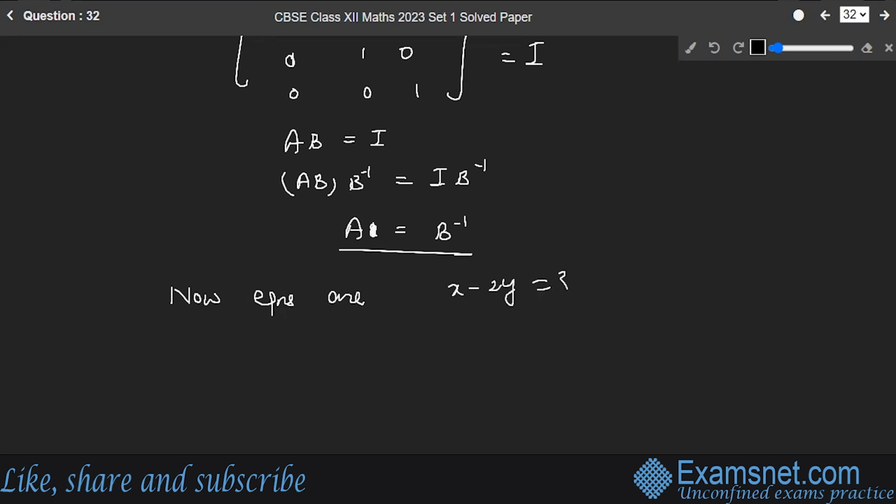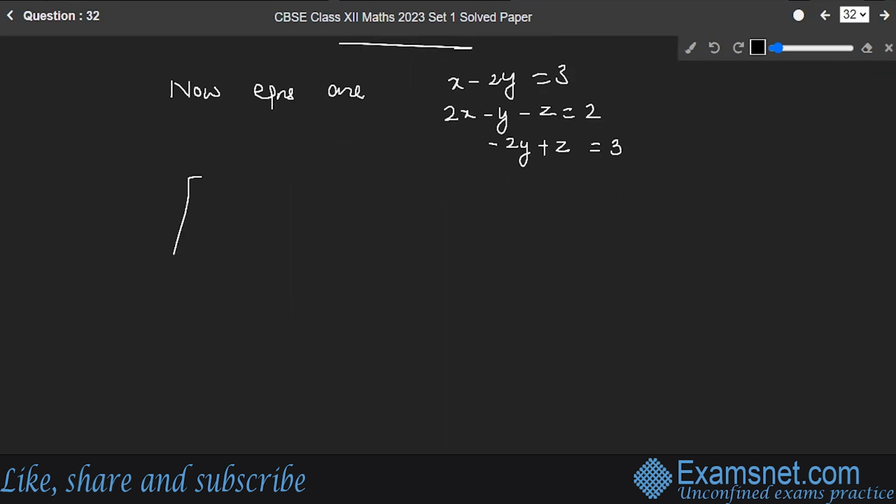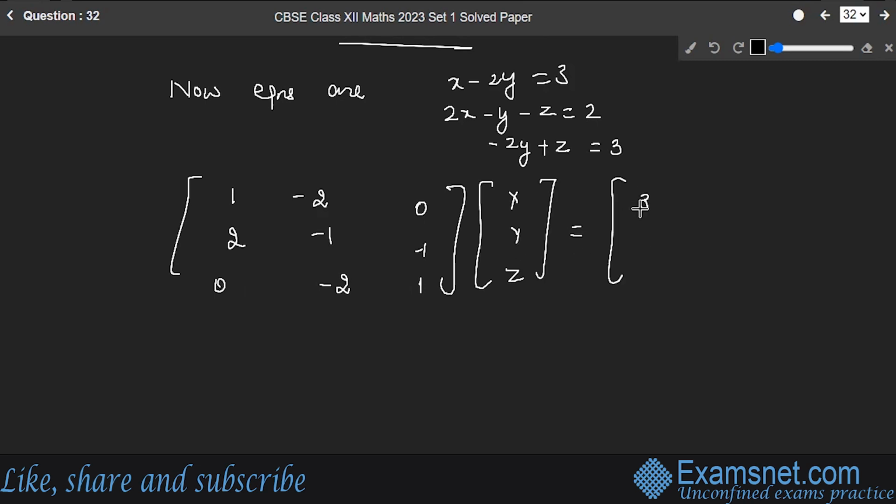Now the equations are x minus 2y is equal to 3. 2x minus y minus z is equal to 2, and minus 2y plus z is equal to 3. So according to that, if I transform that in the matrix form, you have 1 minus 2, 0. Z is 0. So 1 minus 2, 0. And 2 minus 1. Here Z is minus 1. So 0 minus 2 and 1 into x, y, z is equal to 3, 2, 3. Which gives you, let's say, Cx is equal to D.